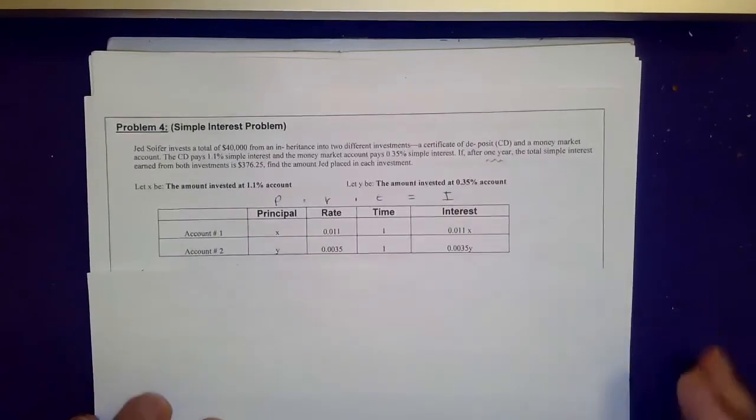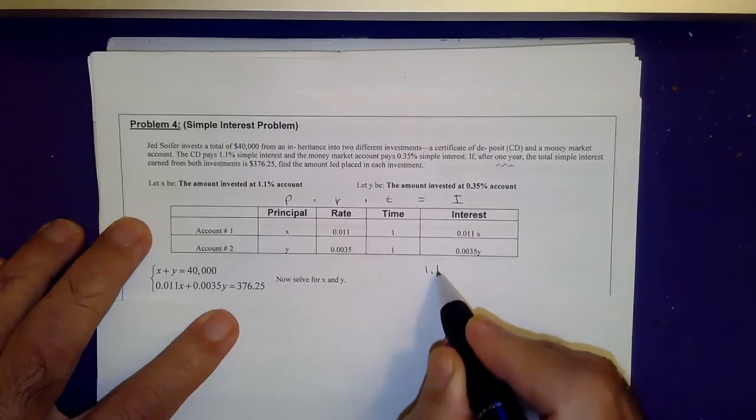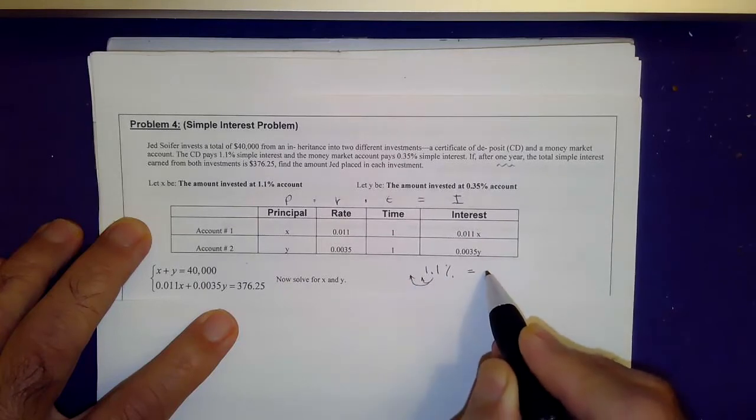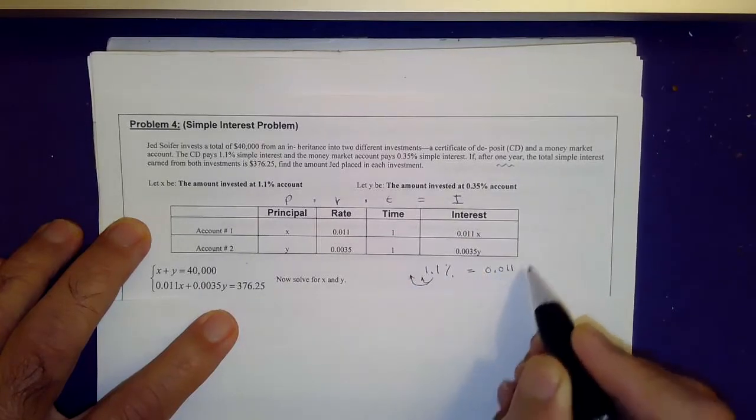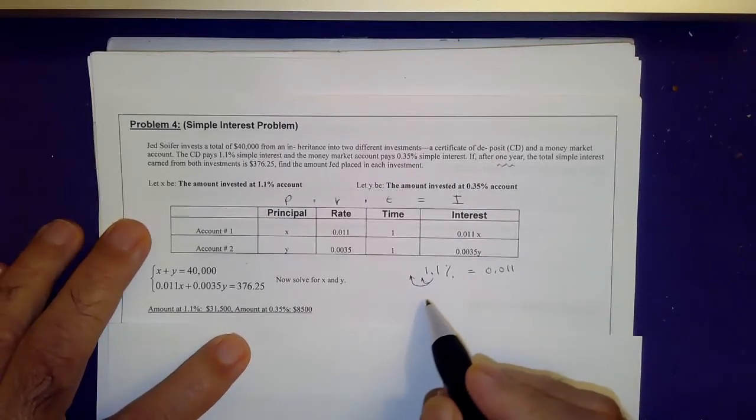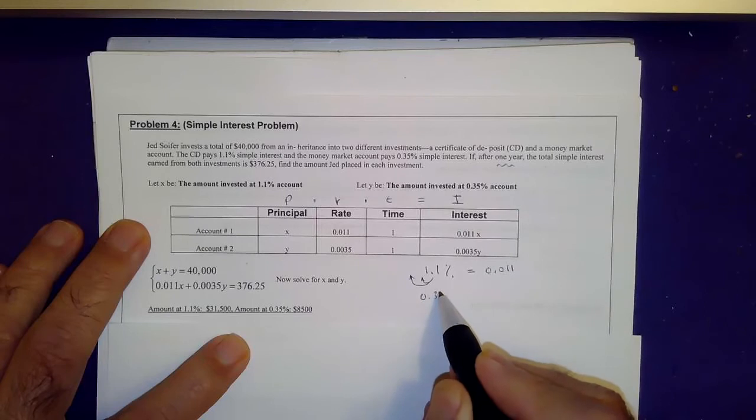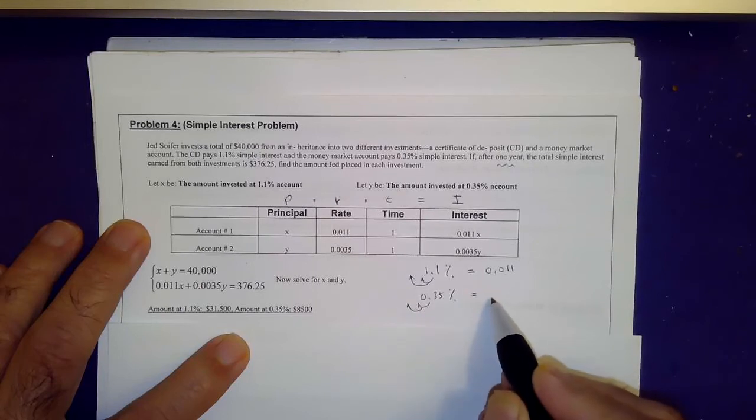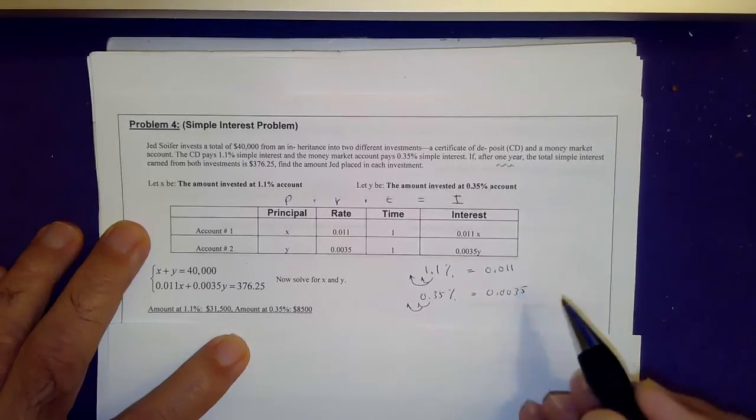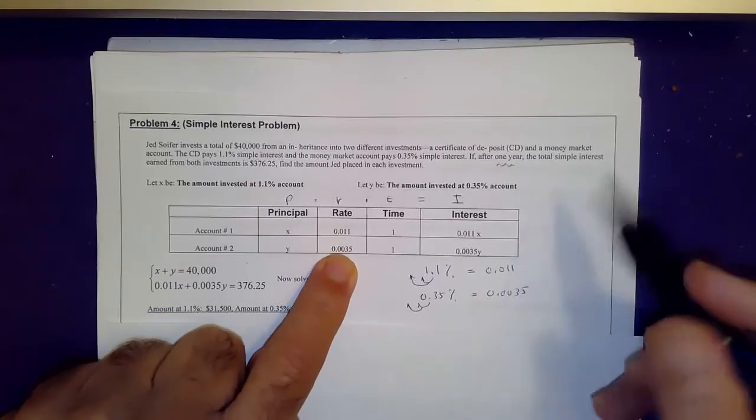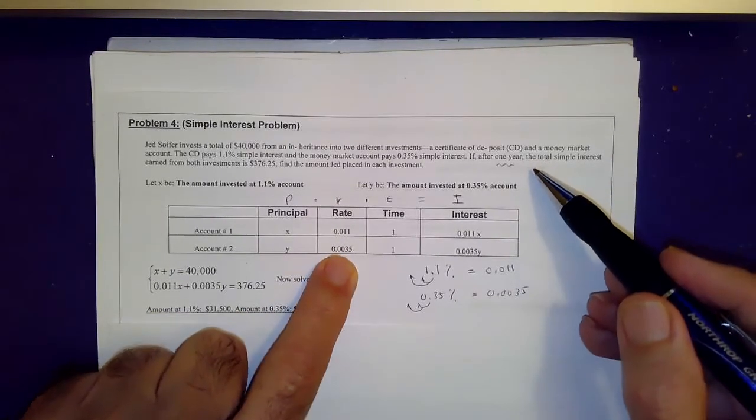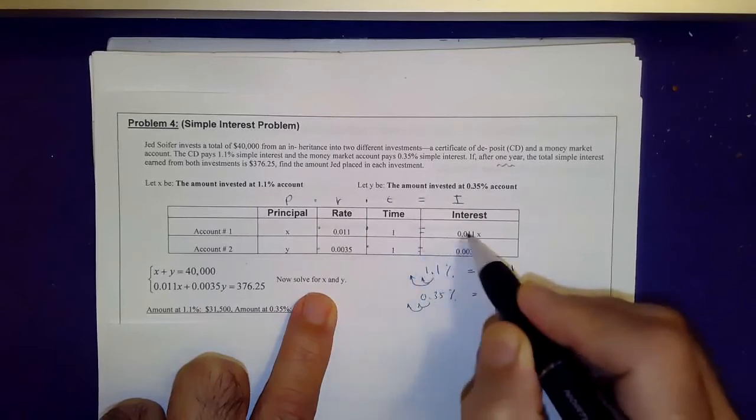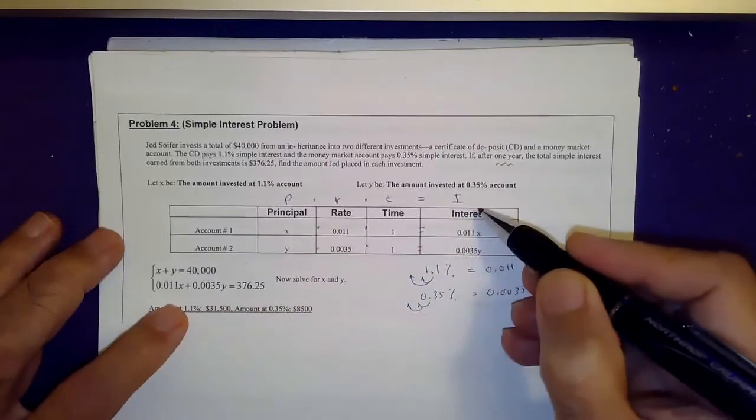But remember, to change 1.1% into decimal, you move the decimal point 2 places to the left. So you get 0.011, then you drop the percentage. To change 0.35% into decimal, you move the decimal point 2 places to the left, and then you drop the percentage. Okay, that's what these are. And the time is 1 year because the problem said so. So what you do, you multiply these 3 boxes and put the answer in the fourth column here. So this would be the amount of interest.